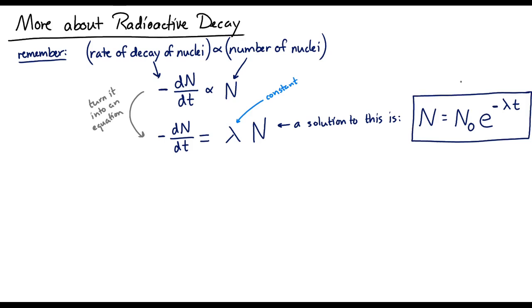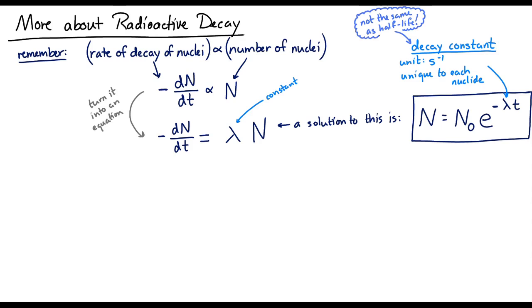And when we write it this way, that lambda right there, that constant, is called the decay constant. It has units of inverse seconds, and it's unique to each radioactive nuclide. And I want to emphasize this decay constant is not the same as the half-life. It can be related to the half-life, but it is not the same. And this N0, I said, is the number of nuclei at the beginning. It's the number of nuclei at whatever time we're calling 0.